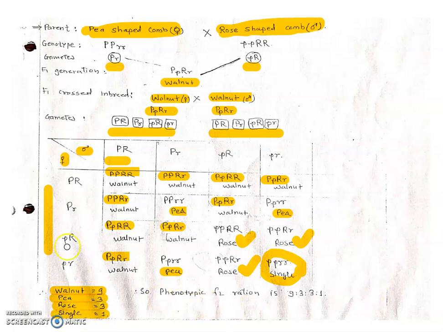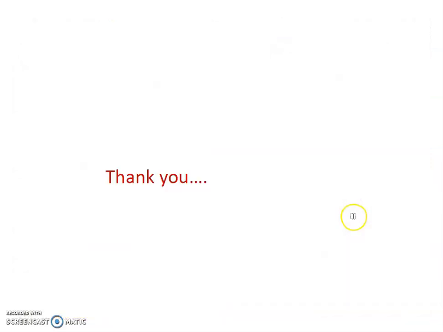So the F2 phenotypic ratio, phenotypic meaning external appearance, not internal, is 9:3:3:1. It is the same as Mendel's dihybrid ratio. So that is how non-allelic gene interaction takes place, and this is the example of comb shape in poultry fowl. Thank you.